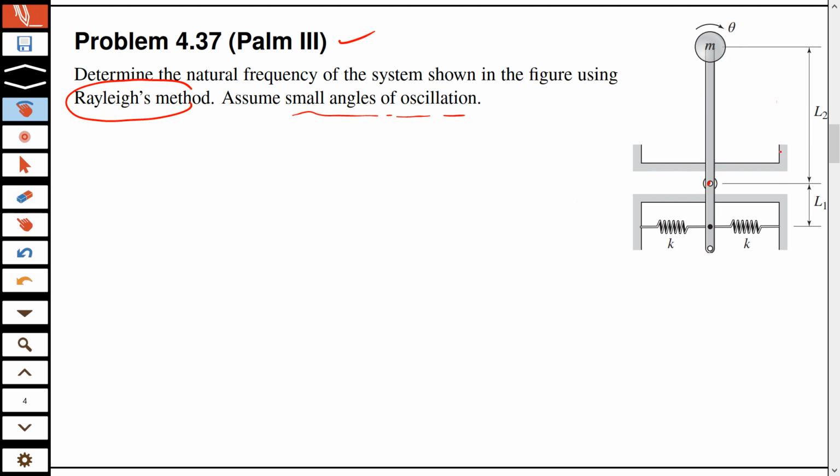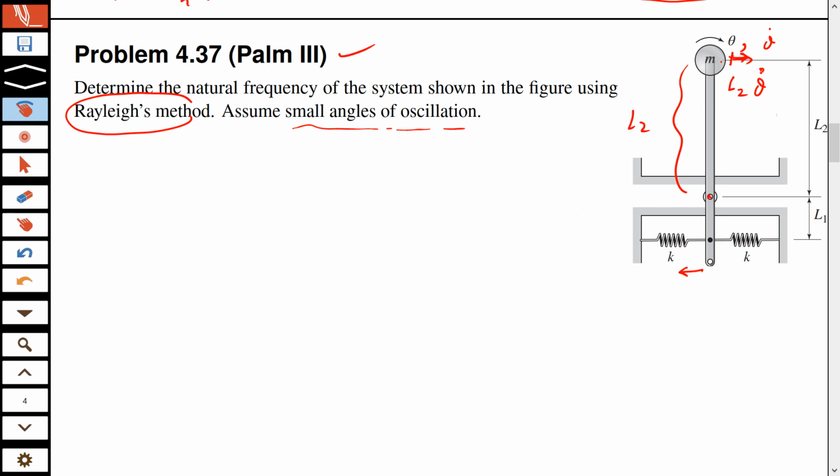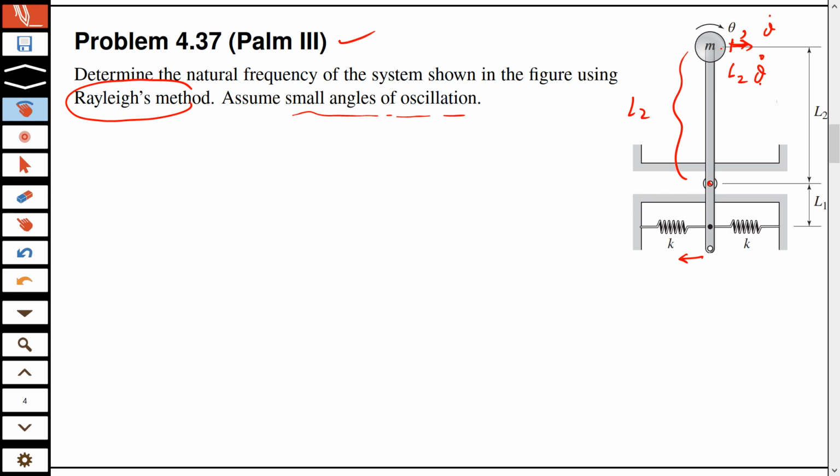Now if this is the pivot, we can connect the tangential displacement of M and the tangential displacement of these springs. As this mass moves here, this mass will move here. So what do you think will be the tangential displacement of the mass if this is theta? From the pivot, this distance is L2, so it will behave like a radius in a circle. So this displacement will be L2 times theta. If the velocity is theta dot, this displacement rate will be L2 theta dot. We need that for kinetic energy.